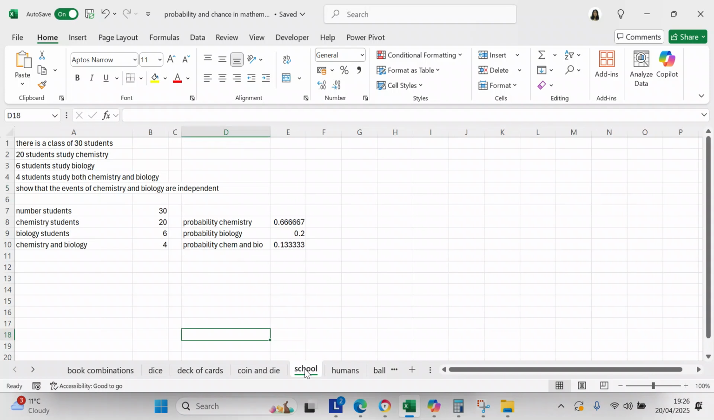The next question is with regard to schools. Or what I should really do is change this to chemistry.